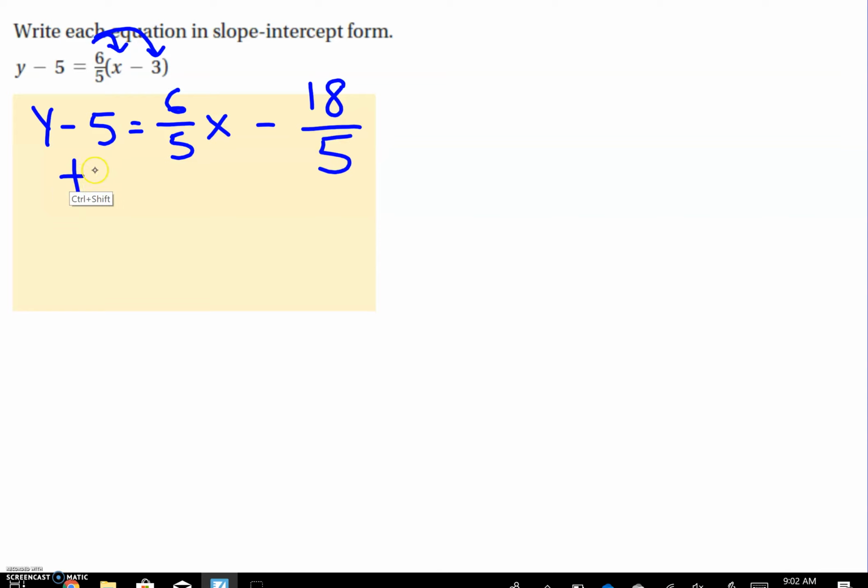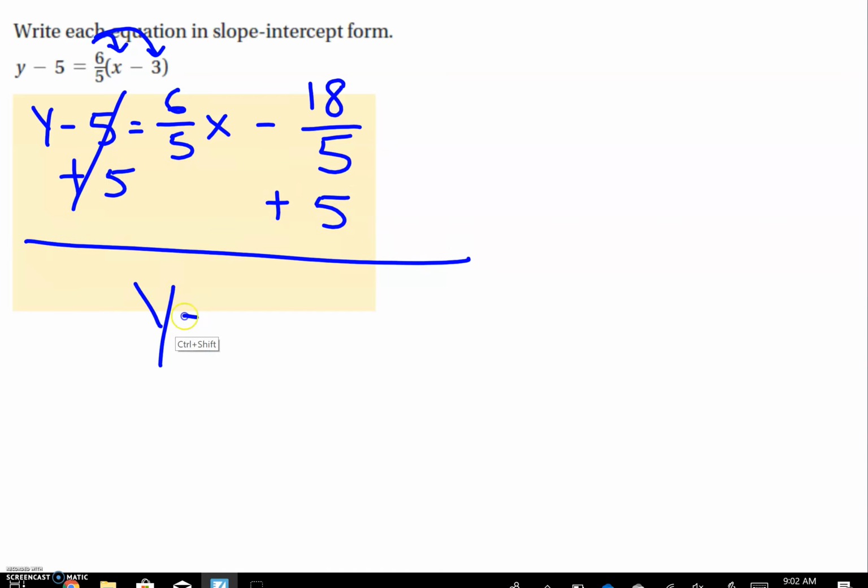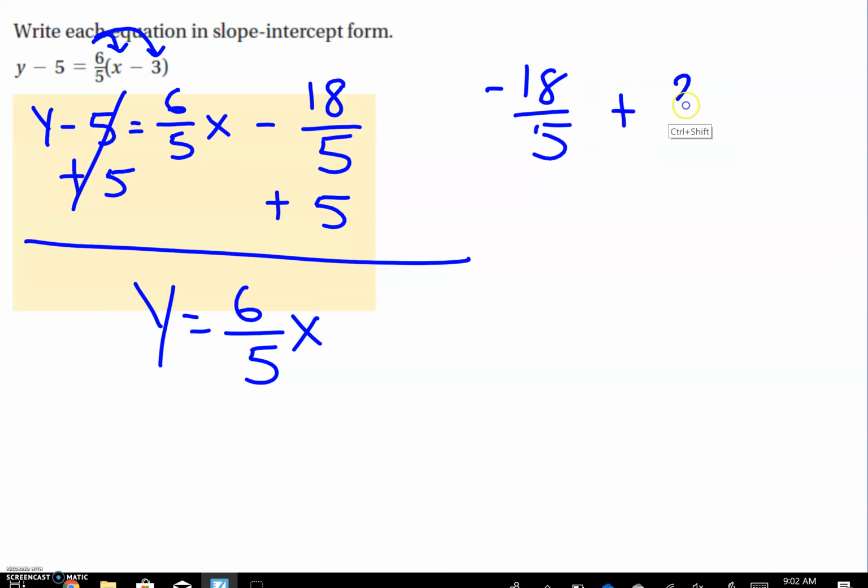And then you're going to add 5 to both sides of your equation. Y equals 6/5 x. And over here, I'm going to do negative 18 over 5 plus 25 over 5, which is what positive 5 over 1 converts to when you need a common denominator. And that gives me a positive 7/5.